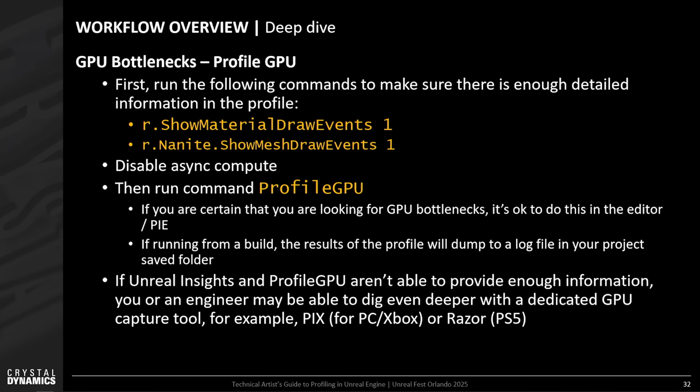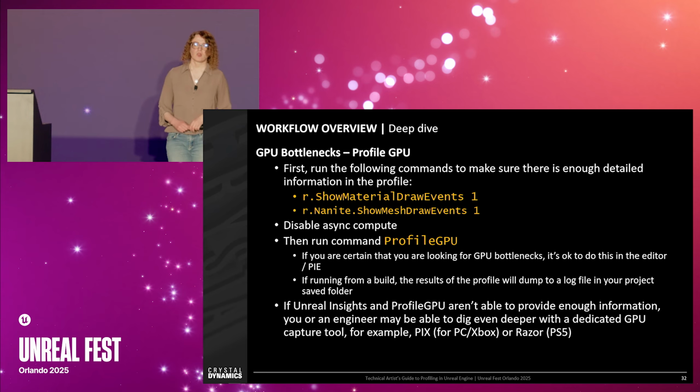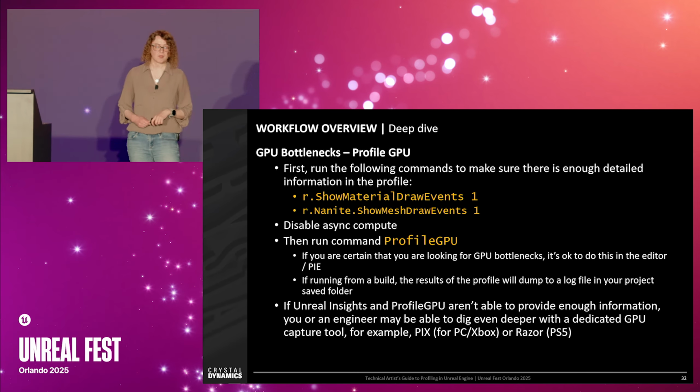The first thing you'll want to do is run the following commands to make sure that there's enough detailed information in the profile that you're about to do. The first one is r.ShowMaterialDrawEvents 1. That's for everything that's non-Nanite. And then also r.Nanite.ShowMeshDrawEvents 1, and that's for everything that is Nanite. You'll also want to disable async compute, and then run the command ProfileGPU.